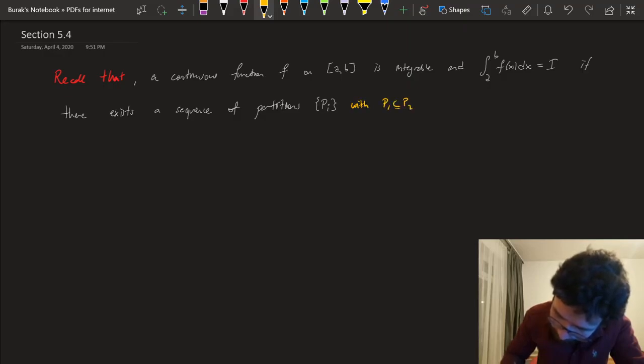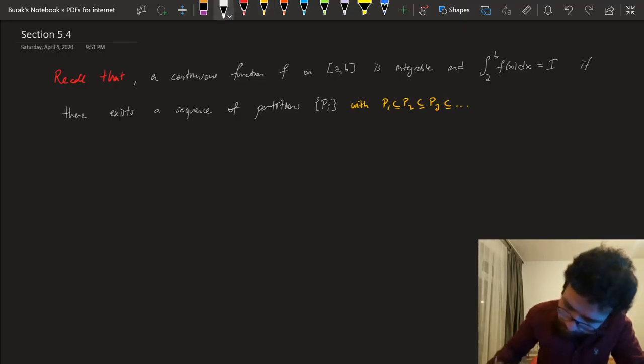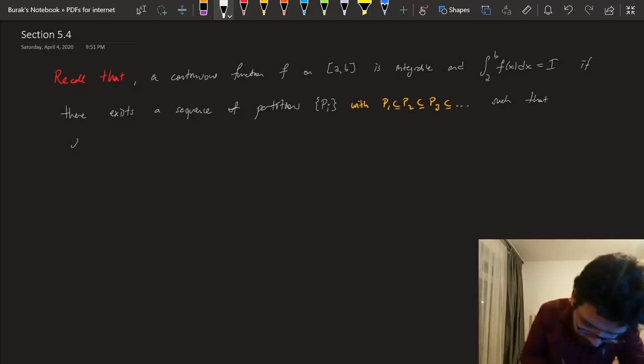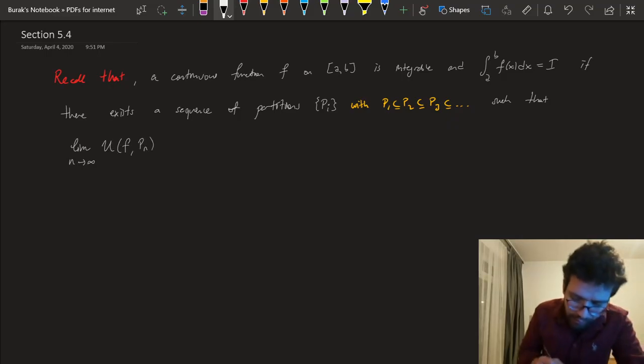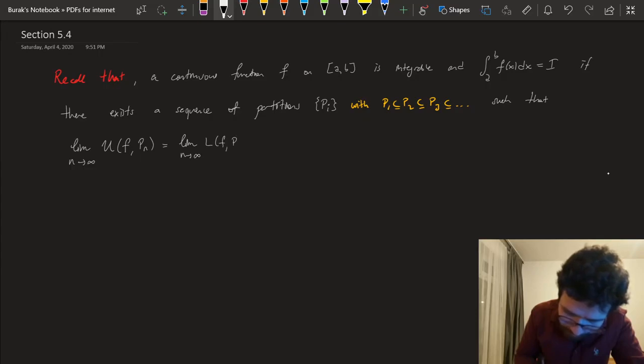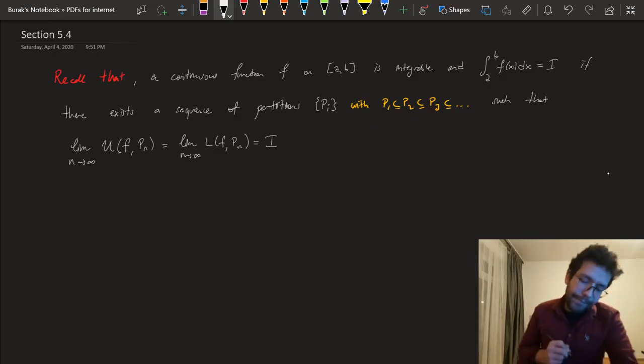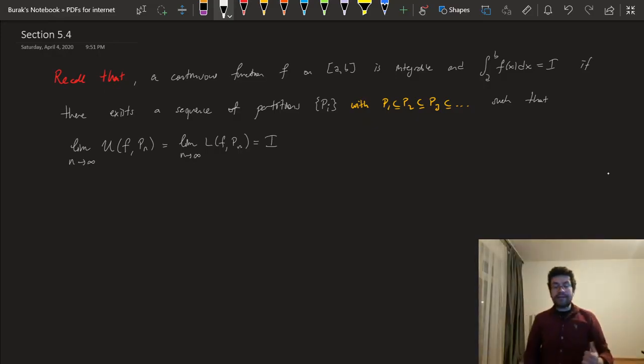such that the limit of the upper Riemann sums of this function with respect to these partitions is the same as the limit of the lower Riemann sums, and these should be equal to I. So we defined this last time.